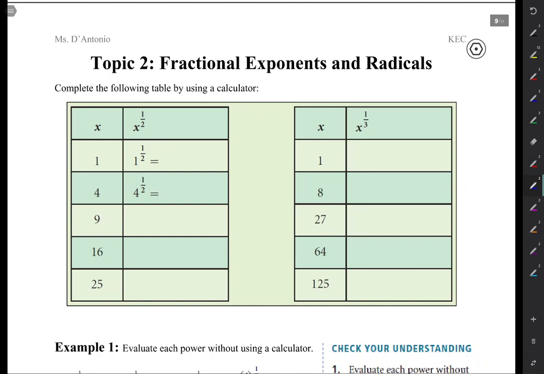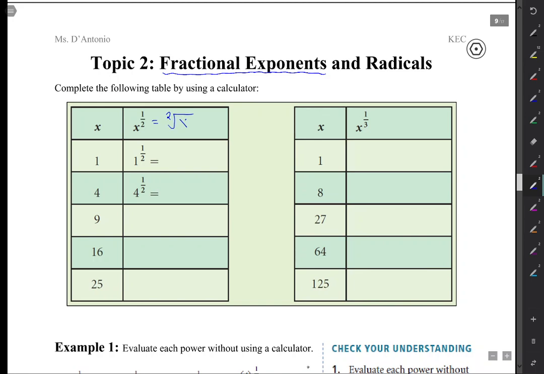In topic 2, we are being introduced to fractional exponents, meaning we are going to have exponents, but now those exponents are fractions. So let's see what that does to our number. If we have a fractional exponent, let's look at this one over here, x to the power of 1/2, or 1 over 2. We look at what the denominator number is. In this instance, the denominator of the exponent is 2, and that number becomes the index of our radical.